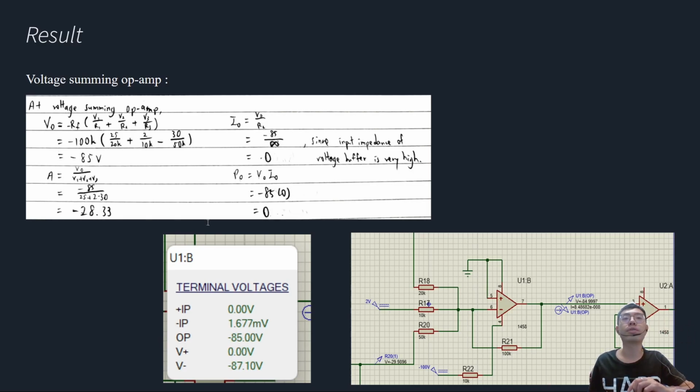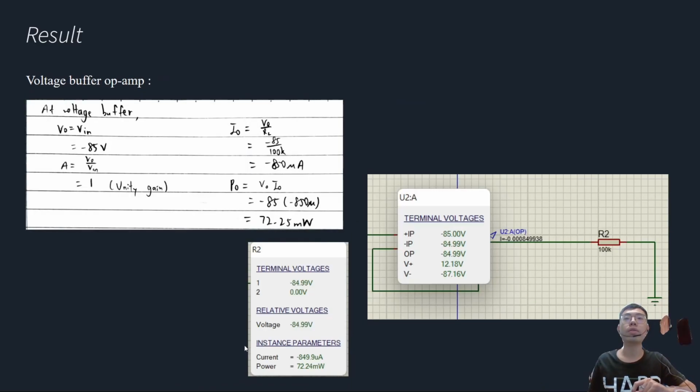Since it is connected to a voltage buffer with a very high input impedance, we assume that the load resistance is almost equal to infinity, which produces 0 output current and 0 output power.